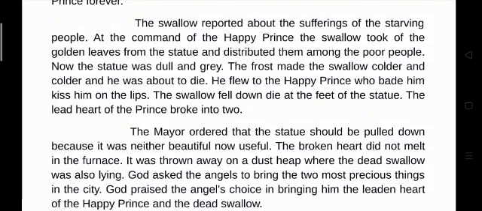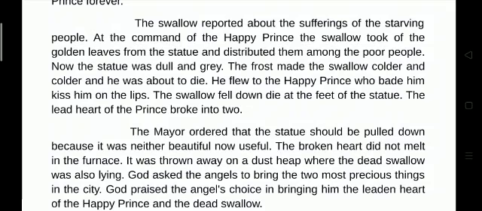The mayor ordered that the statue should be pulled down because it was neither beautiful nor useful now, because people were not looking at the dull statue. When it was beautiful, people were visiting and looking at it and becoming happy. But now the statue has become useless. The broken heart did not melt in the furnace. It was thrown away on a dust heap where the dead swallow was also lying.